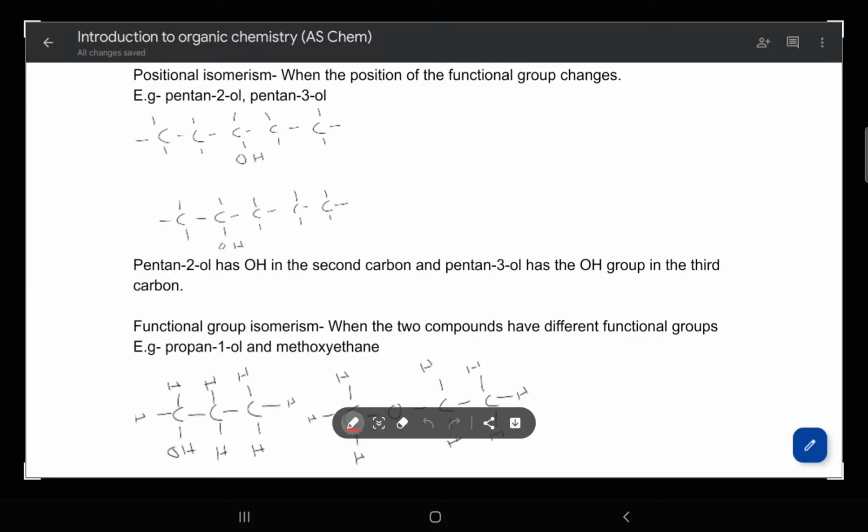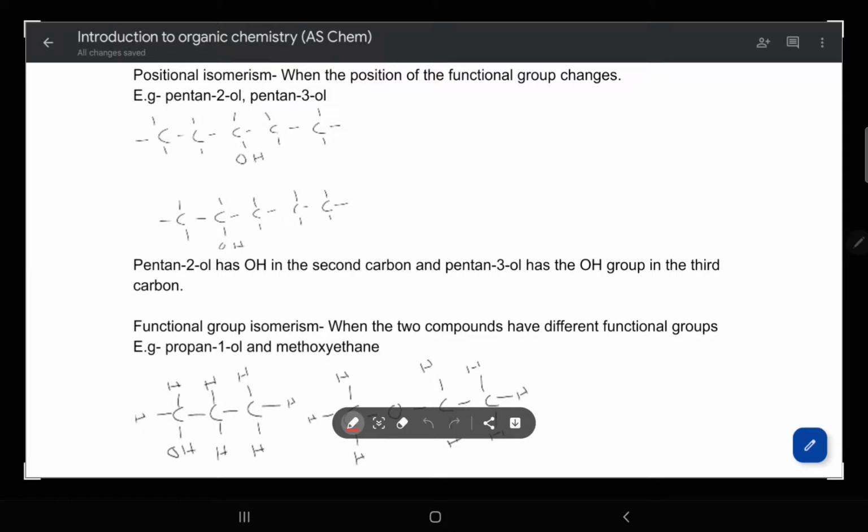Okay, so positional isomerism. When the position of the functional group changes, it has the same molecular formula, but the structural formula changes because the position of the functional group changes.